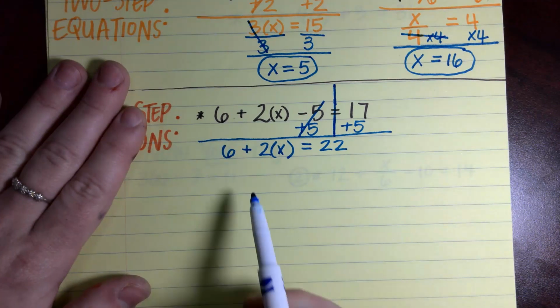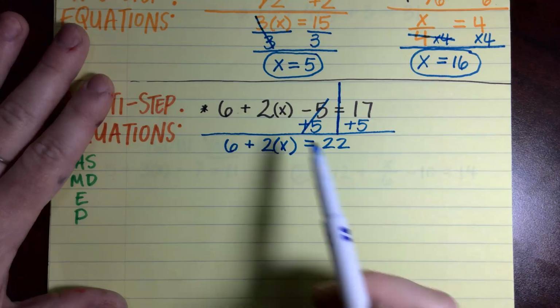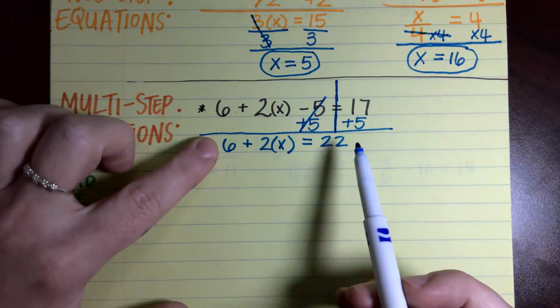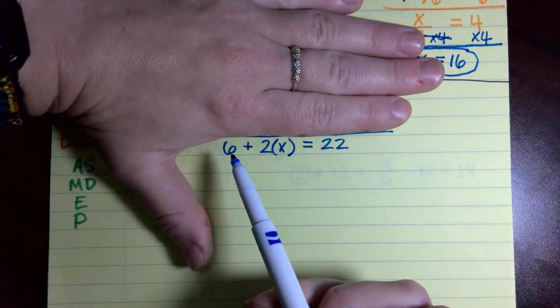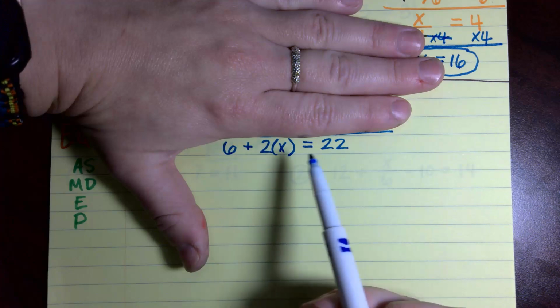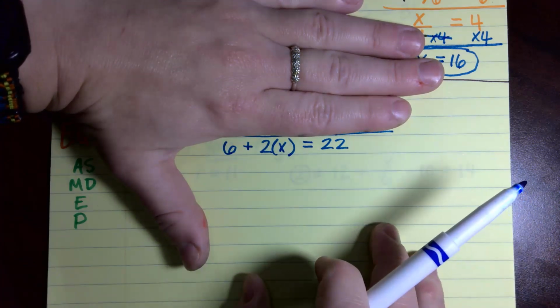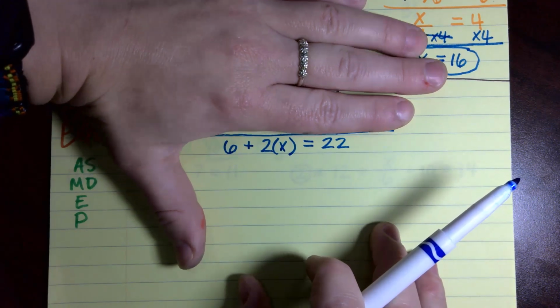Okay, now we have a whole new equation, guys. Every time we draw a big line and we get rid of a number, I like to just think of it as a whole other equation. Just forget about what's above. We now have 6 plus 2 times x equals 22. So what do we need to do now? 6, take away 6. Yeah.